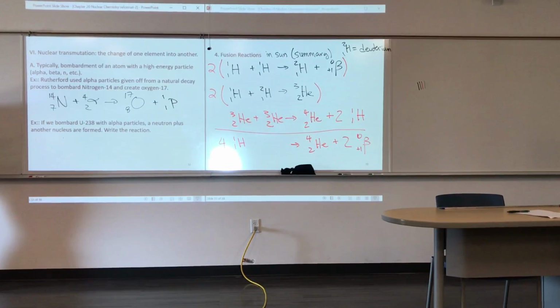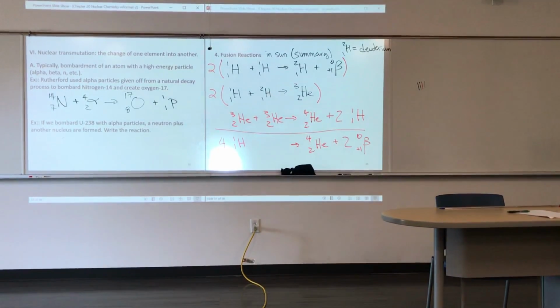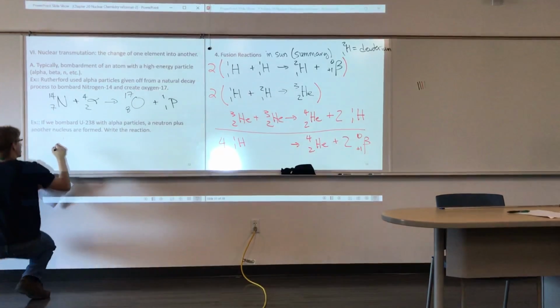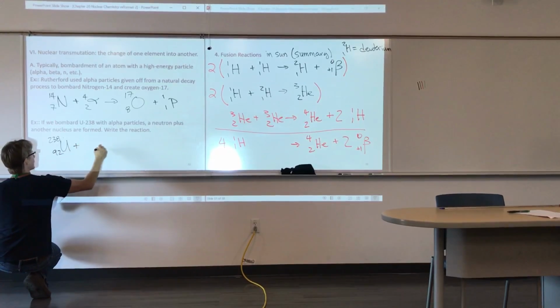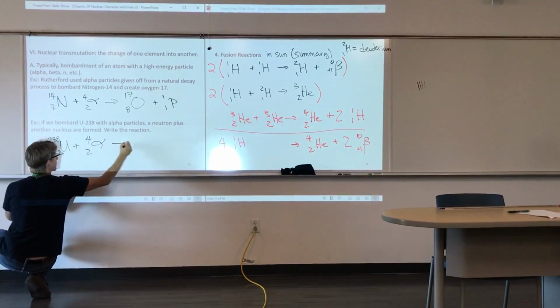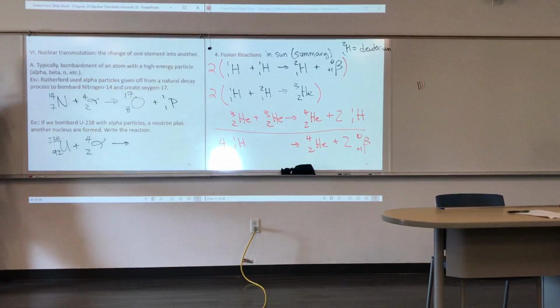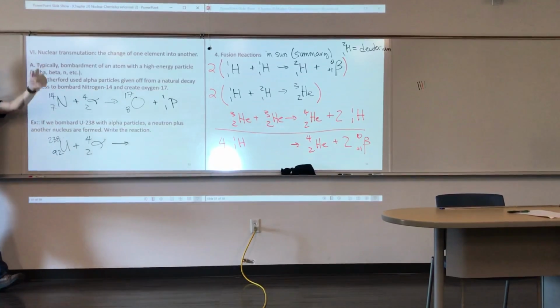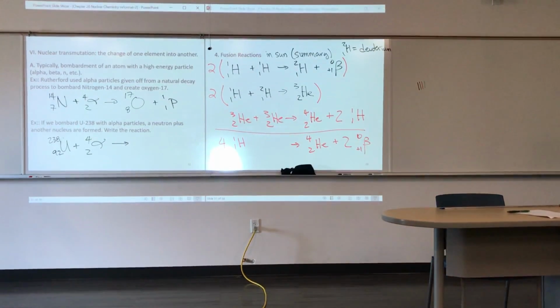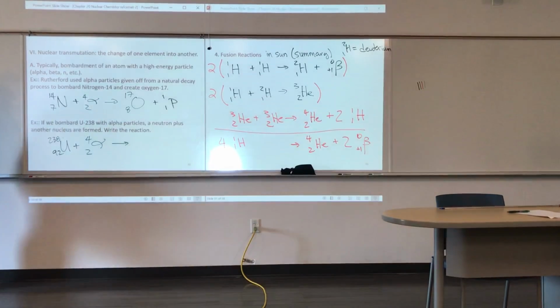Here's another example. If we bombarded uranium-238 with alpha particles, a neutron plus another nucleus are formed. Write the reaction. Could be straight off your next exam. This type of question. And the only thing that you have to know besides how to do nuclear reactions for this part is you do have to know your particles. You have to know how to write an alpha, a beta, a positron, a neutron, and a proton. Unless they're on your conversion equation sheet, which I'll have to double check.